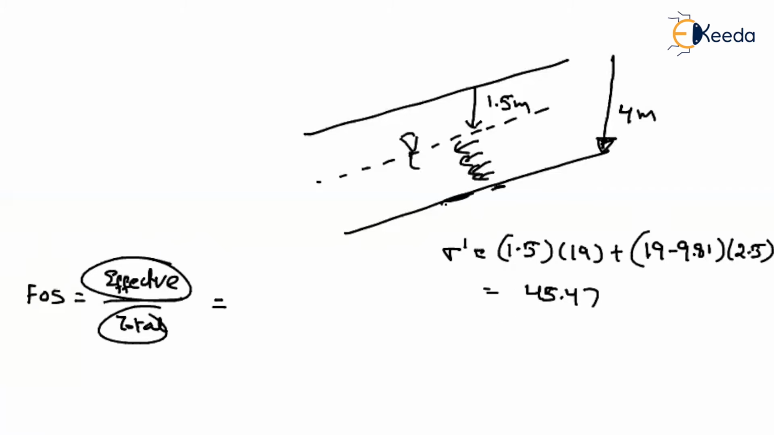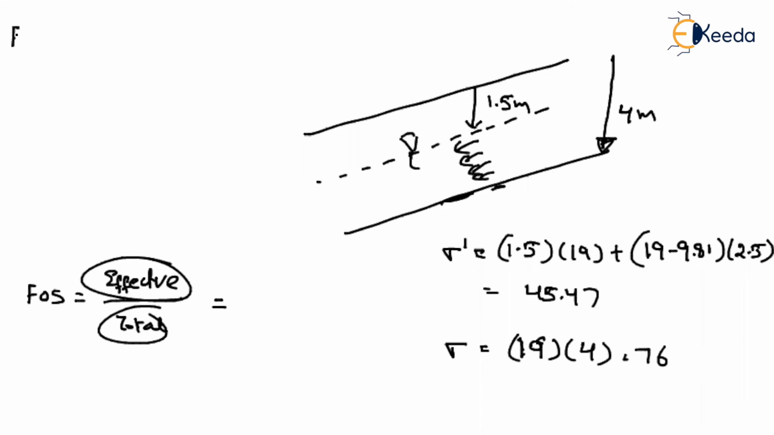But at the bottom, you have to use the total stress, that means sigma. That will be equal to how much? Here it is 19 and here it is also 19, so simply you can directly take 19 into the total depth of 4. So 19 into 4 is how much? You are getting 76. That's it. Substitute in the equation.